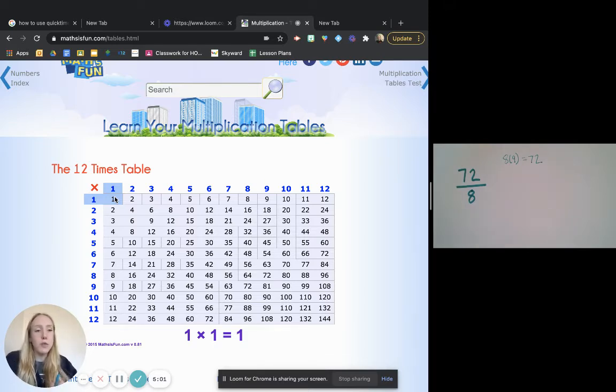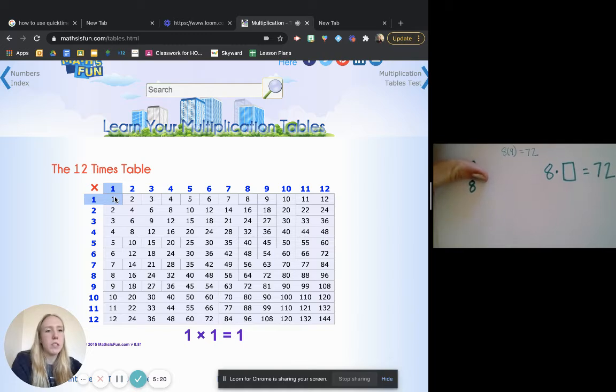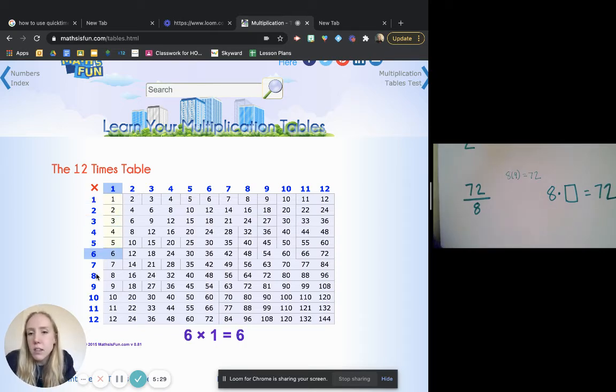You are trying to figure out, what do you multiply 8 times what equals 72? 8 times what equals 72? That's what you're trying to figure out. What can you multiply by 8 to get 72? So you're going to either use the row or the column of 8.